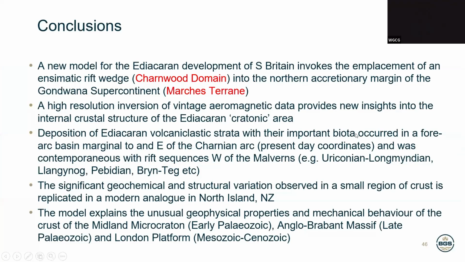Next slide, please. Okay, some conclusions. So we produced this new model for the development of southern Britain. I'm a lot happier with it, and it implies much more extensional tectonics than accretion tectonics in the formation. So that's quite a sort of paradigm shift, as it were. We've done an inversion of vintage aeromagnetic data, so getting new insights on internal crustal structure, or what we think is internal crustal structure, using these old data from 1965.